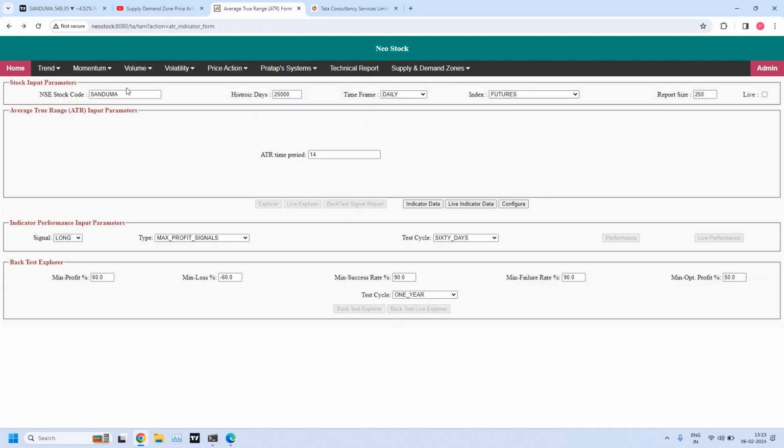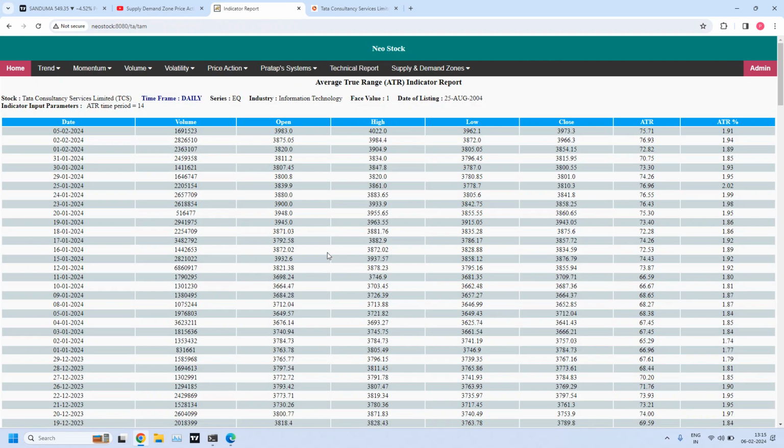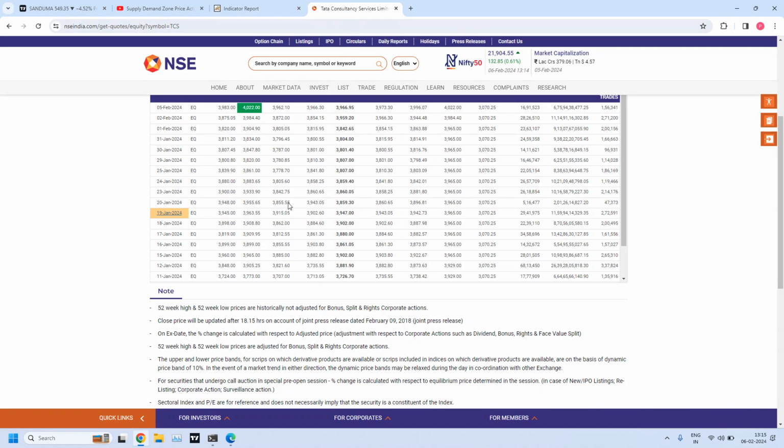In NeoStock, now let me add TCS. Let me generate the TCS report. So this is the ATR report. Anyway, the ATR value is not required for you at this point of time. Our focus is open, high, low, close. TCS declared the dividend on 19th. On 19th, NSE has already taken care of adjusting the NSE data with the dividend. So what is the open price on 19th?